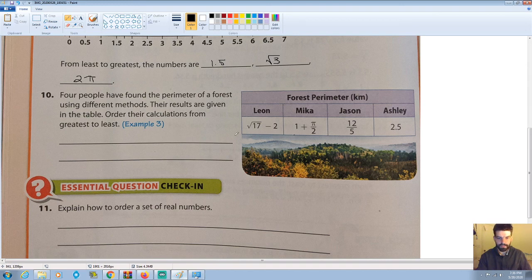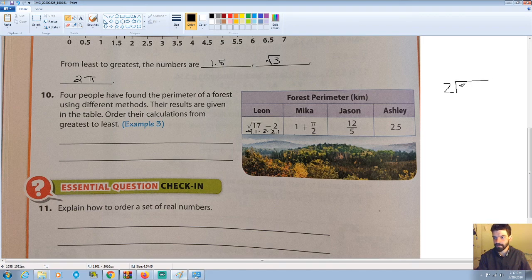So the square root of 17, we saw it was 4.1 for Leon, and then minus 2. So that's going to be equal to 2.1 for Leon. 1 plus pi over 2, so pi over 2 is just 3.14 divided by 2. That's going to be equal to 1.57, but let me just show you the division here really quick.